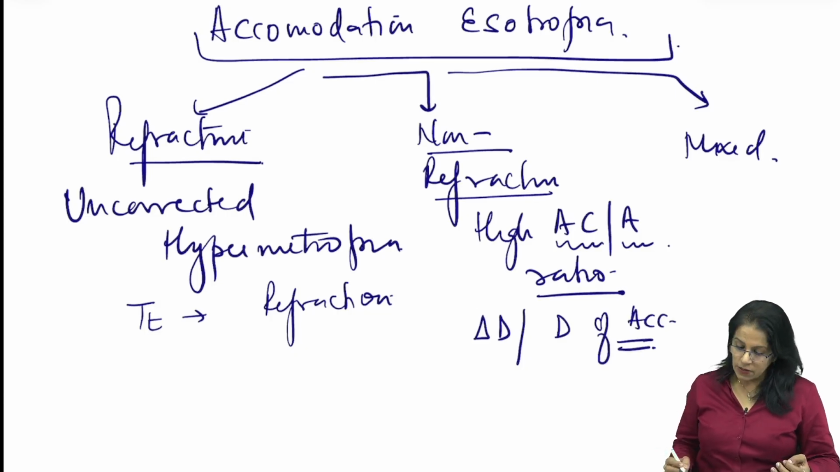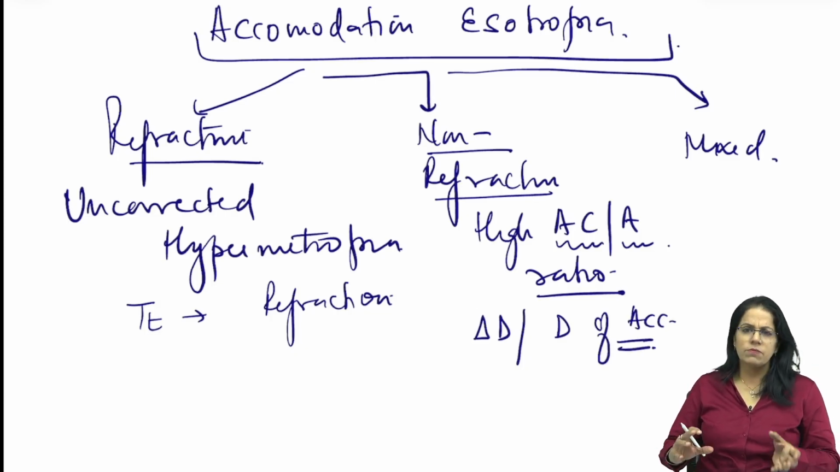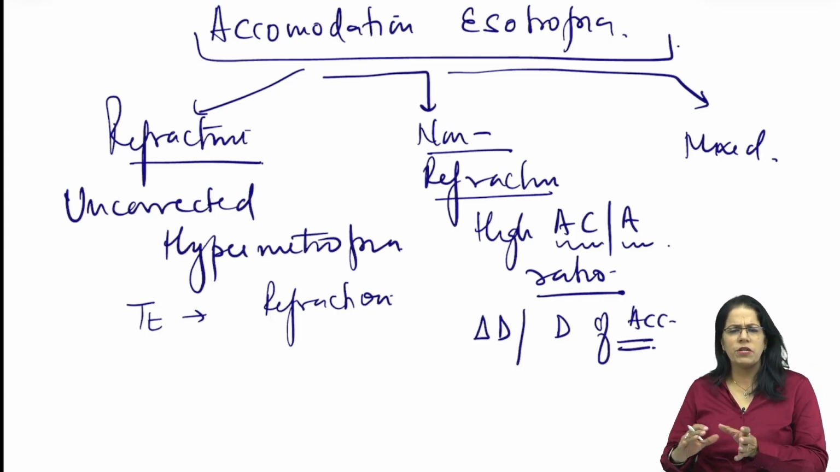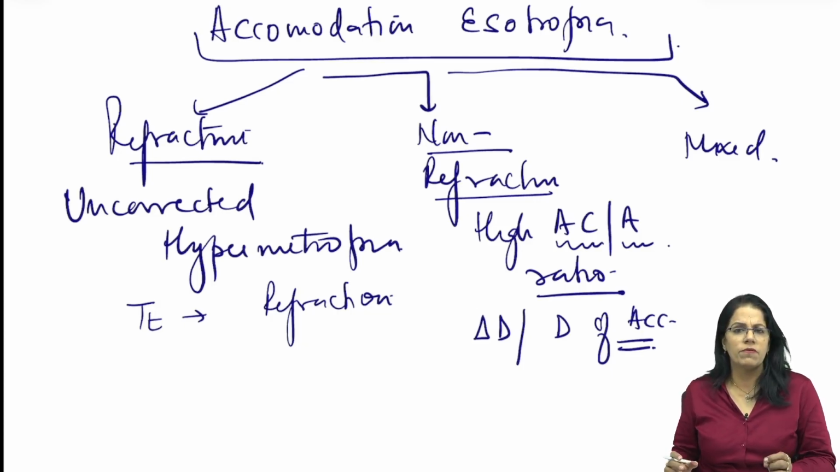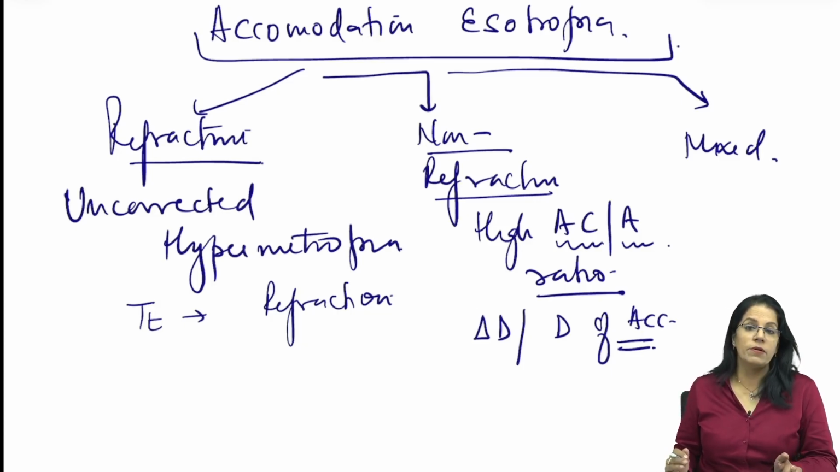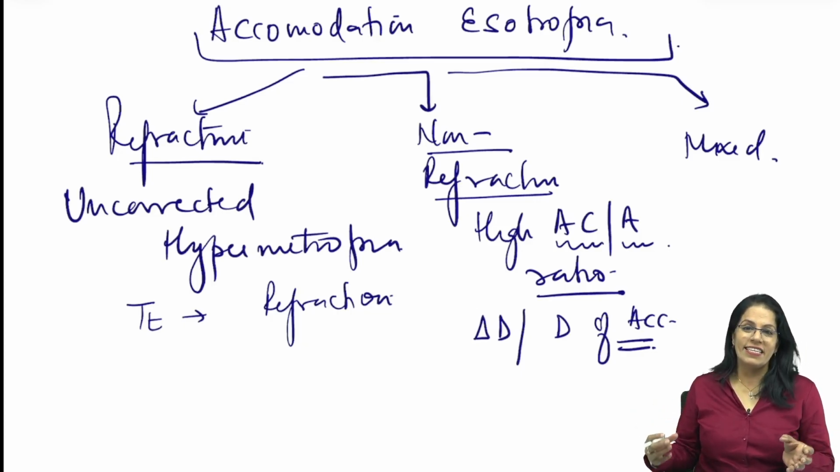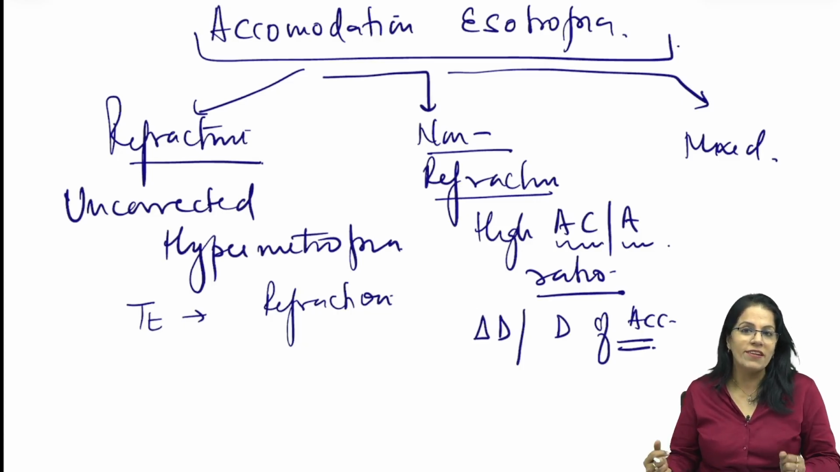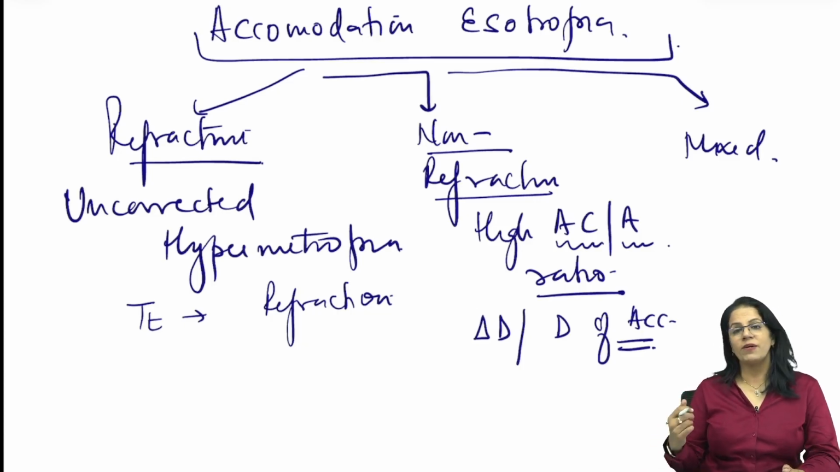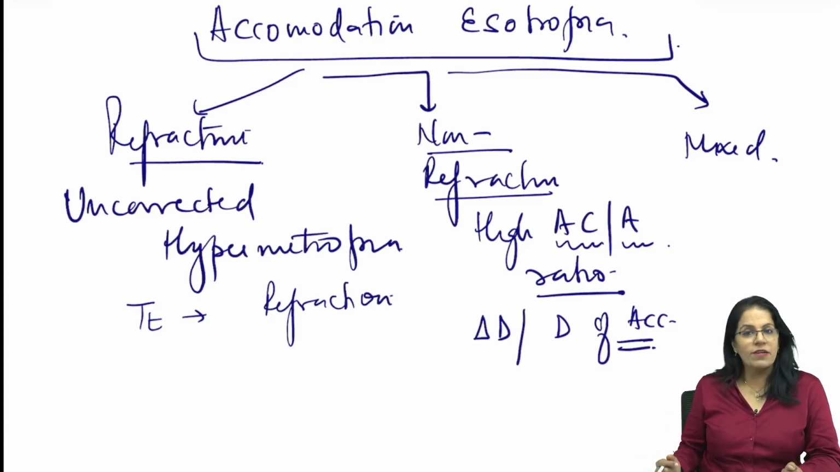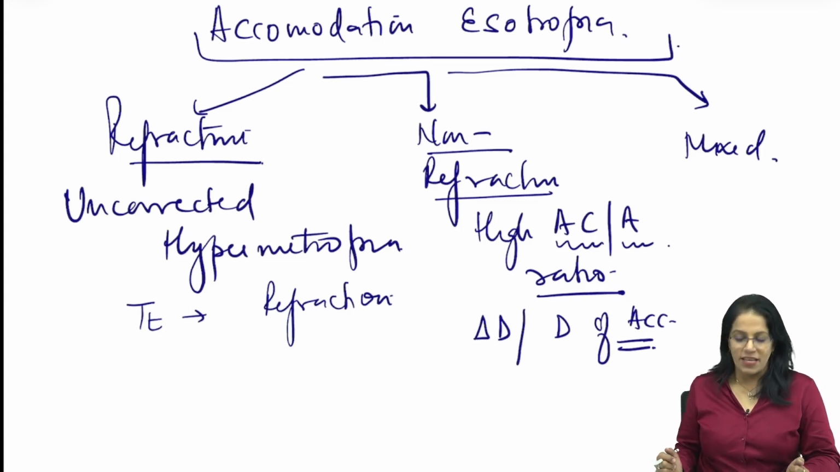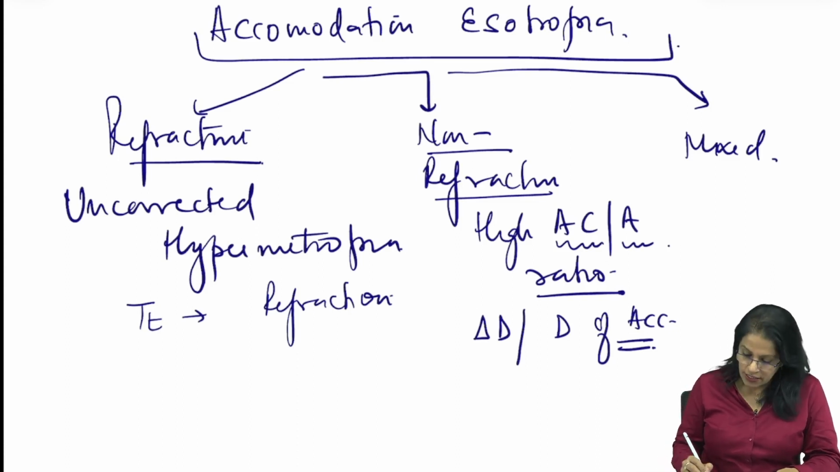Okay. So, between 3 to 5 is considered normal, but when it is a high AC by A ratio, then it means that this child is very prone for convergent squint. Now what will you do? There is no hypermetropia to correct, so refraction is not the treatment. So, what will you do next? In this case, I want to relax the accommodation. How can I relax the accommodation?